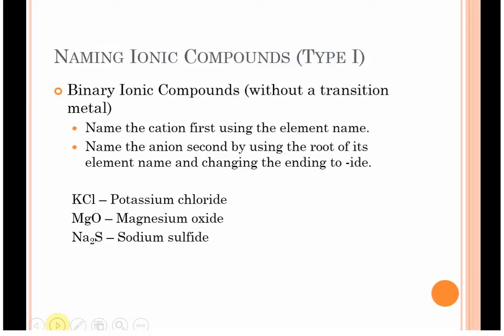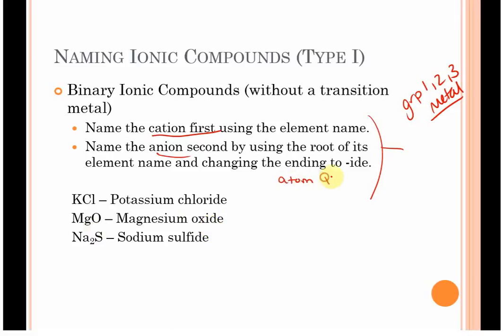Now, the first type of ionic compound is a metal from group 1, 2, or 3, not a transition metal, and some nonmetal. You're going to name the cation first using its element name. The anion you name second using its element name and changing the ending to "ide." We don't have to use prefixes here because these guys are only going to combine in one set of ions, or one set to make a compound. So KCl is potassium chloride.